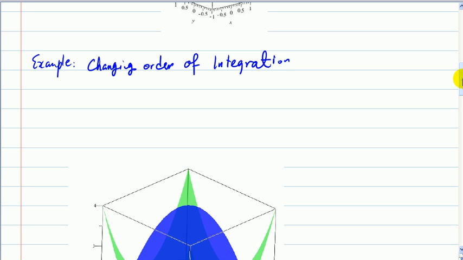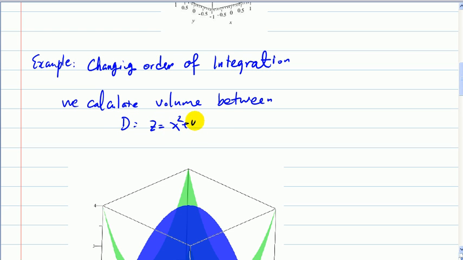This example, as a matter of fact, we did in the lecture. In the lecture, what we did is that we wanted to calculate the volume between the paraboloid z equal to x squared plus y squared, and z equal to 4 minus x squared minus y squared.